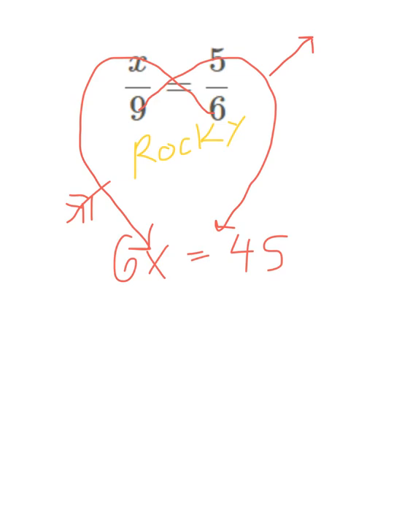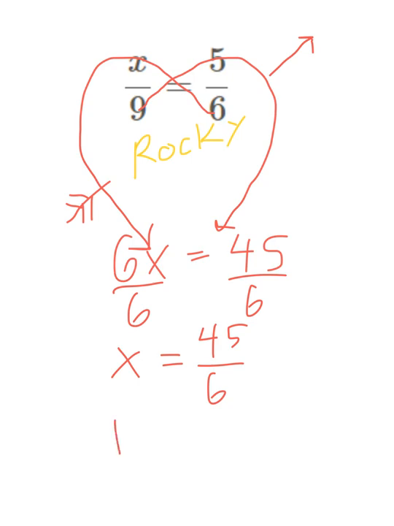The opposite of multiplying by 6 is to divide by 6. And I get x equals 45 over 6. But that can be reduced. 45 can be divided by 3, which is 15. 6 can be divided by 3, which is 2. So the answer is 15 over 2. We solve this using the heart method because the lines that we draw kind of remind me of a Valentine's Day heart.